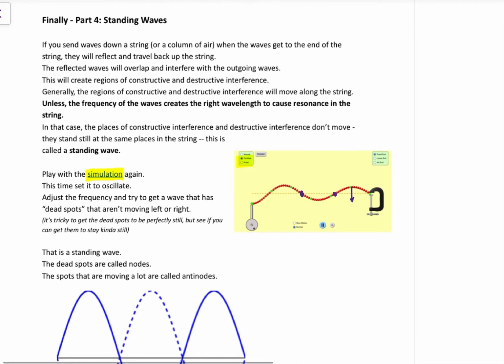And then this part will go up and down. This part will go up and down. This part will go up and down. But those spots in the middle just stay perfectly still. That's what a standing wave is.